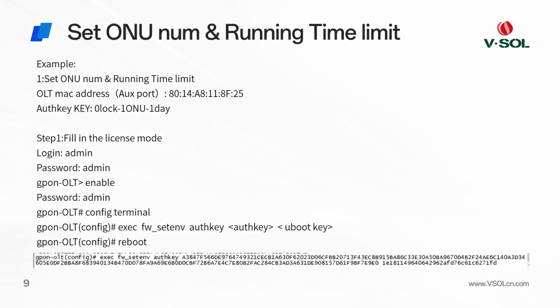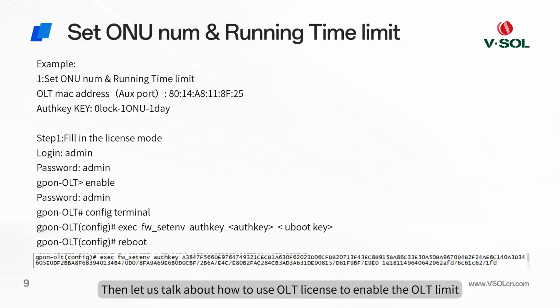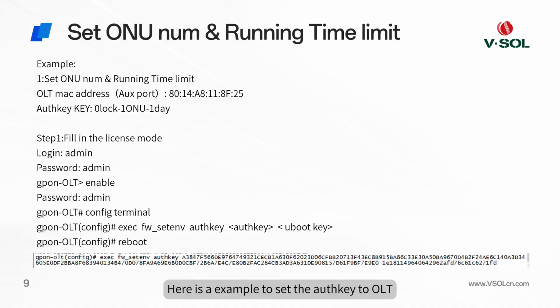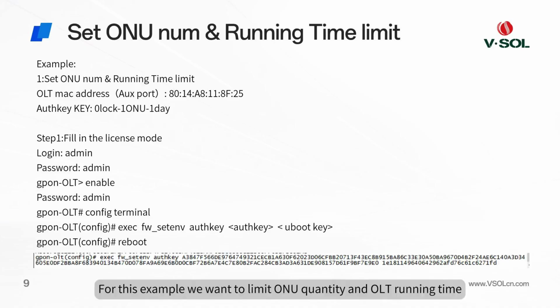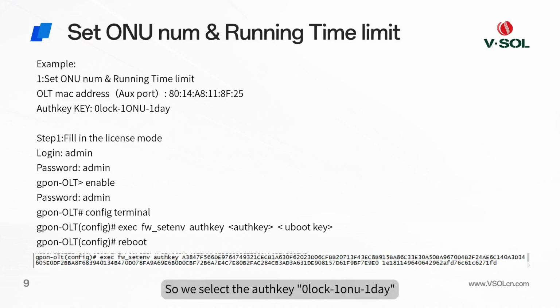Then let us talk about how to use the OLT license to enable the OLT limit. Here is an example of setting the auth key to the OLT. For this example, we want to limit ONU quantity and OLT running time. So we select the auth key 0 lock 1 ONU 1 day.